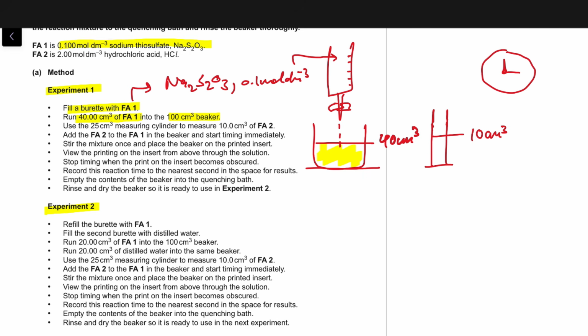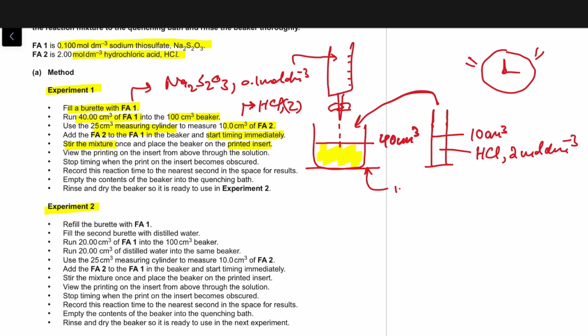Then it says to use the 25 centimeter measuring cylinder to measure 10 centimeters of Fa2. Our Fa2 being our acid, our hydrochloric acid, and 2 moles per decimeters cubed of that. So this right here is our HCl. It then says to add Fa2 to Fa1 in the beaker and start the timing immediately. So once we've added, we immediately start our timer. And then it says to stir the mixture once and place the beaker on the printed insert.